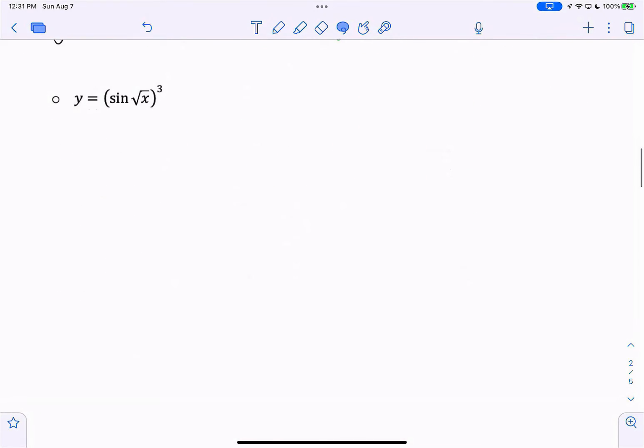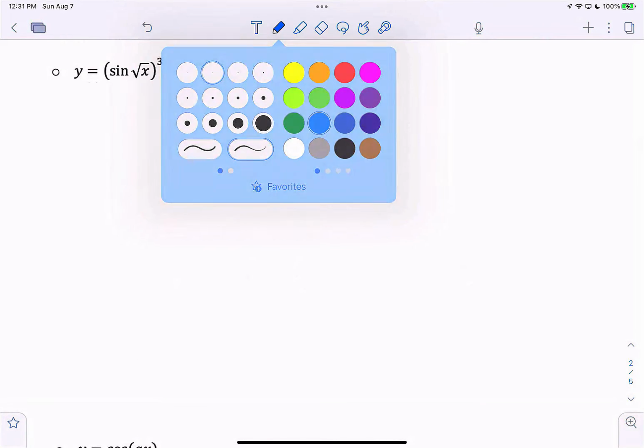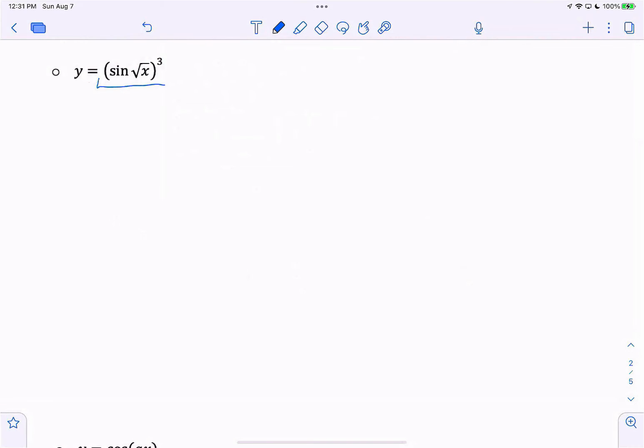We have a composition of 3 functions, y equals the sine of the square root of x, whole thing cubed. Now, we have an outside function, which is the whole thing cubed. We have a middle function, which is the sine function. And then we have an inner function, which is the square root of x.